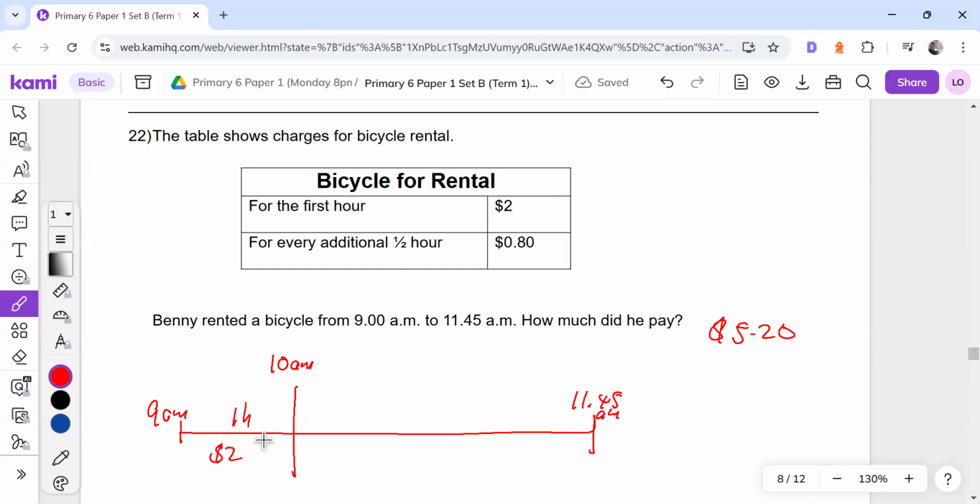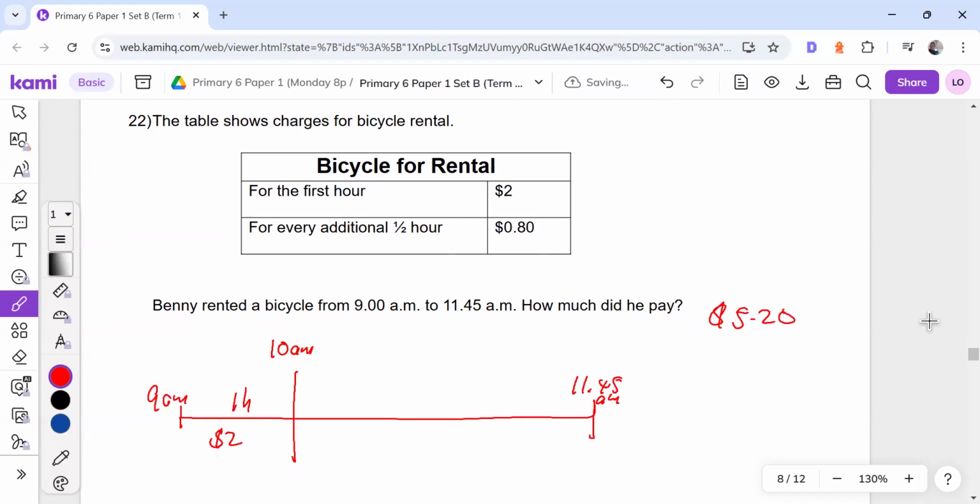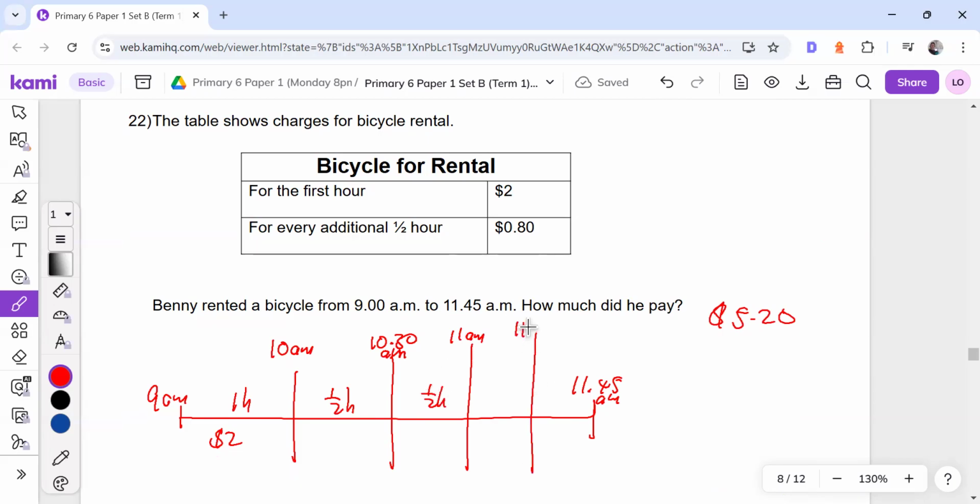So if you have the line method, everything is all there. You will not make careless mistakes. So every half an hour, so half an hour later will be 10:30. So just cut it. And then half an hour later will be 11 a.m. And then another half an hour later, all right, half an hour later will be 11:30. And then 11:30 to 11:45 will be 15 minutes, right? Every half an hour is 80 cents. So will you make careless mistakes if you do it like that? No. It's all very clear.